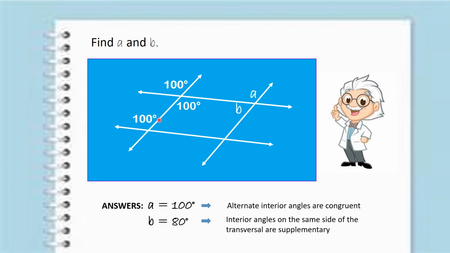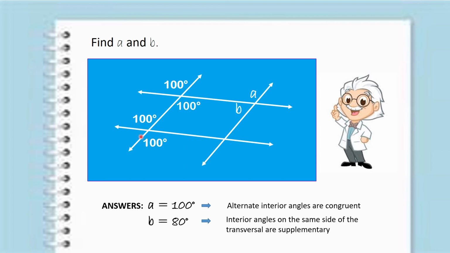This angle here is also 100 degrees. We're going to look at their relationship with this one. They are alternate interior angles with reference to this transversal. Or look at this angle here and this one. They are corresponding angles, and you know that corresponding angles are congruent.